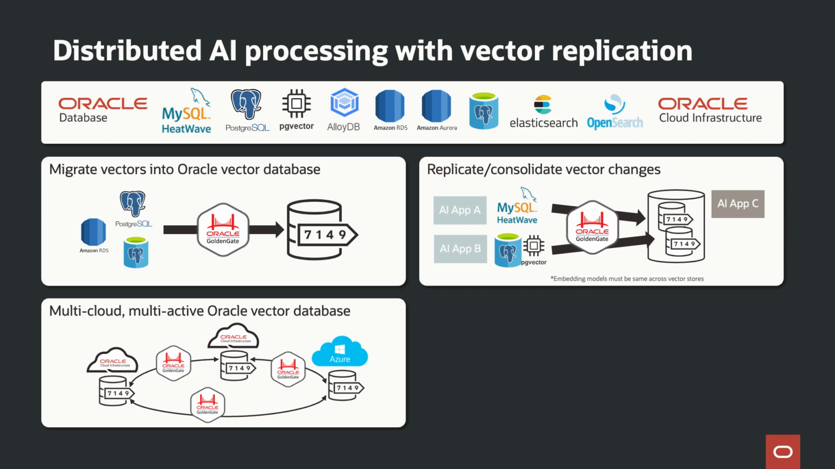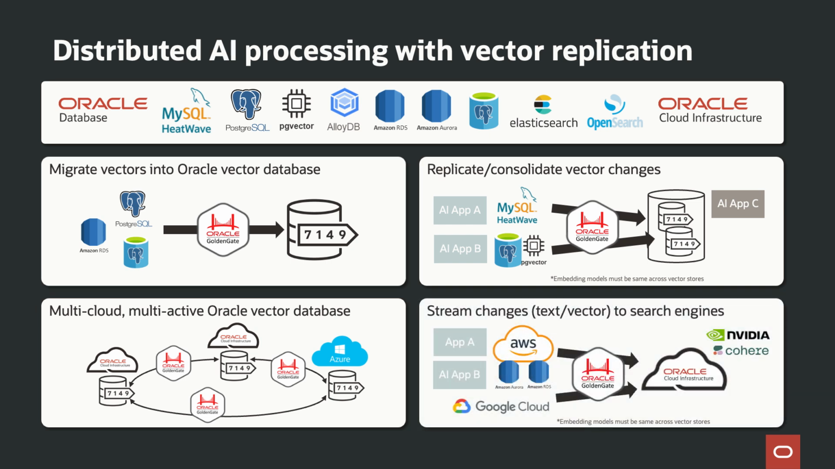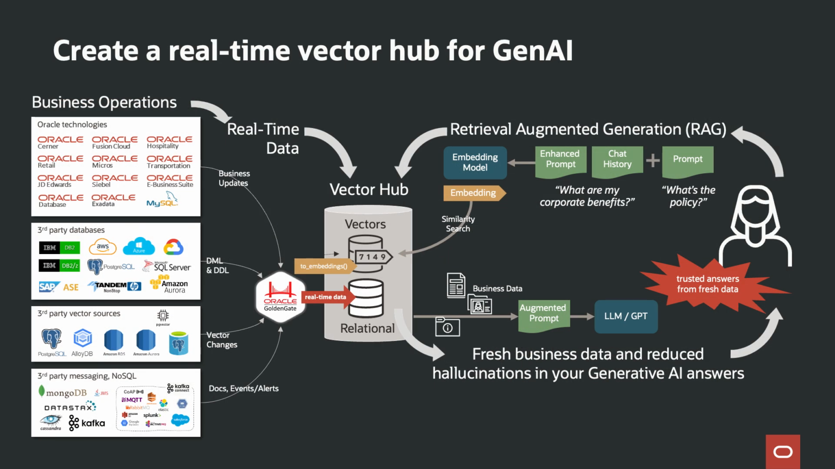So this allows us to not only move our vector data from one location or one region to many to serve the entire globe, but it also allows us to have free choice over where we're going to actually store that data. And then, of course, we can stream change or vector data or text data to other vector search engines like NVIDIA and Cohere.